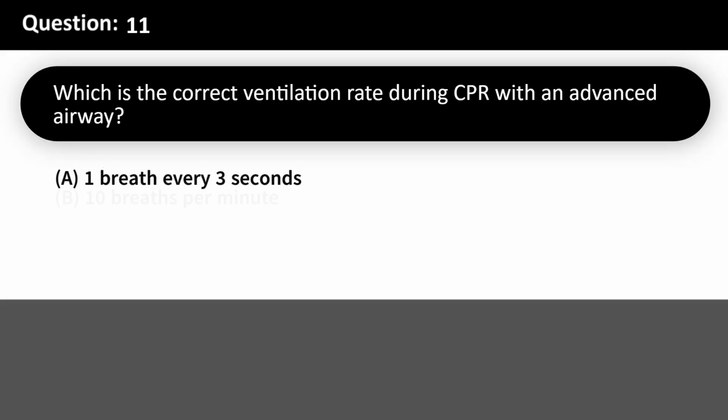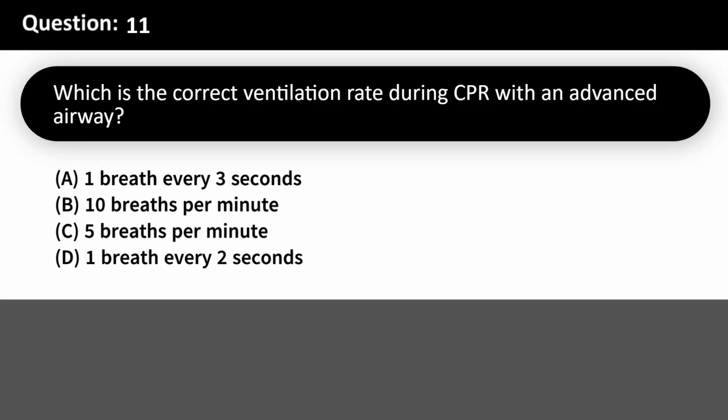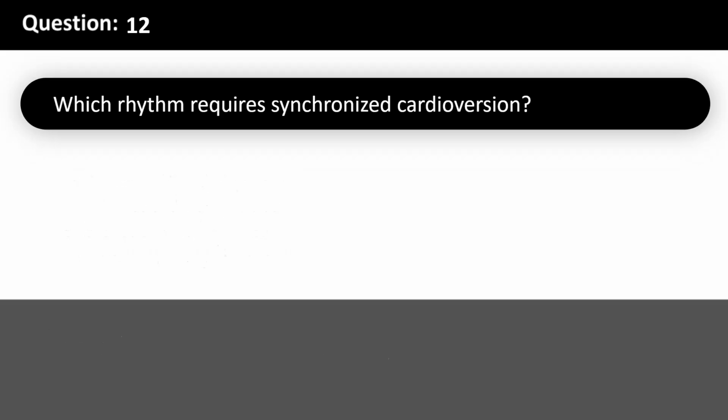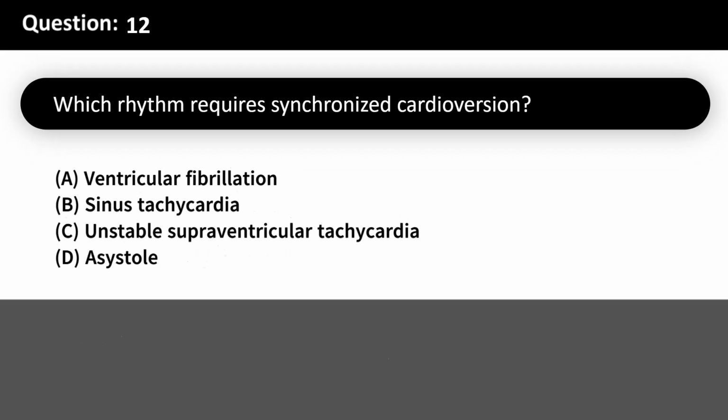Which is the correct ventilation rate during CPR with an advanced airway? A. 1 breath every 3 seconds. B. 10 breaths per minute. C. 5 breaths per minute. D. 1 breath every 2 seconds. Answer: B. Once an advanced airway is in place, give 1 breath every 6 seconds, 10 breaths per minute.